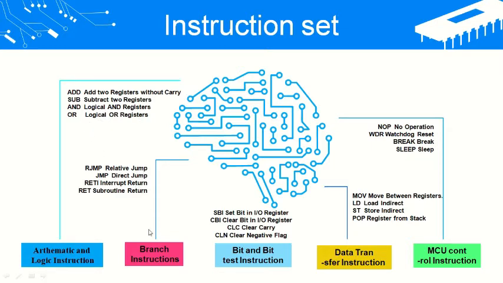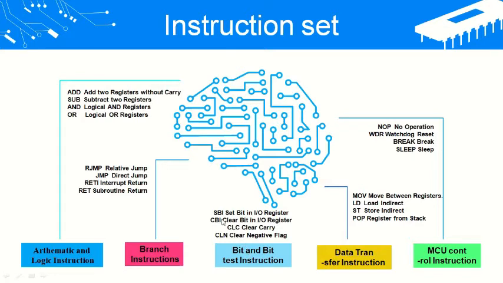Similarly for branch instructions, if you want a relative jump, then you have to use RJMP. For direct jump, JMP. For return from interrupt, RETI. This is different from RET, which we use in our program for subroutine return. This is a thing I discussed earlier.